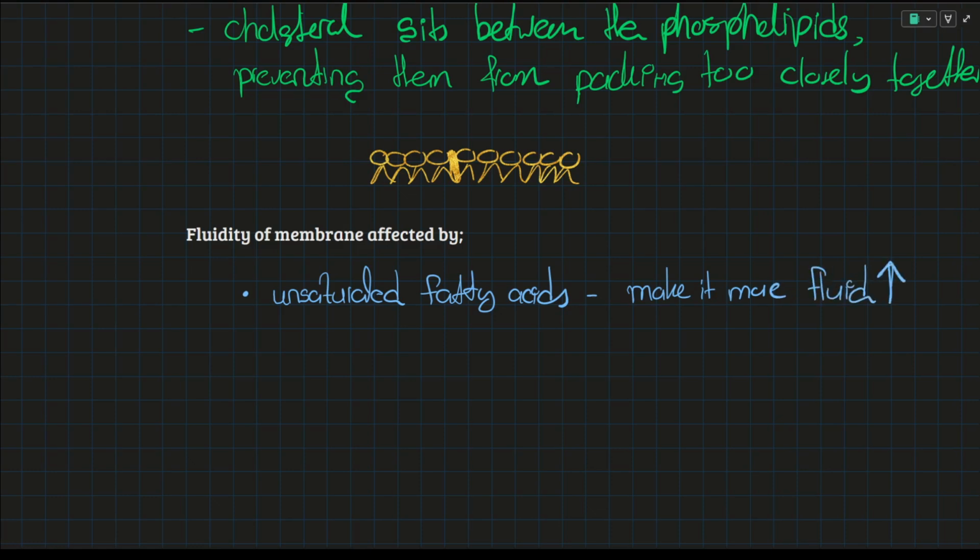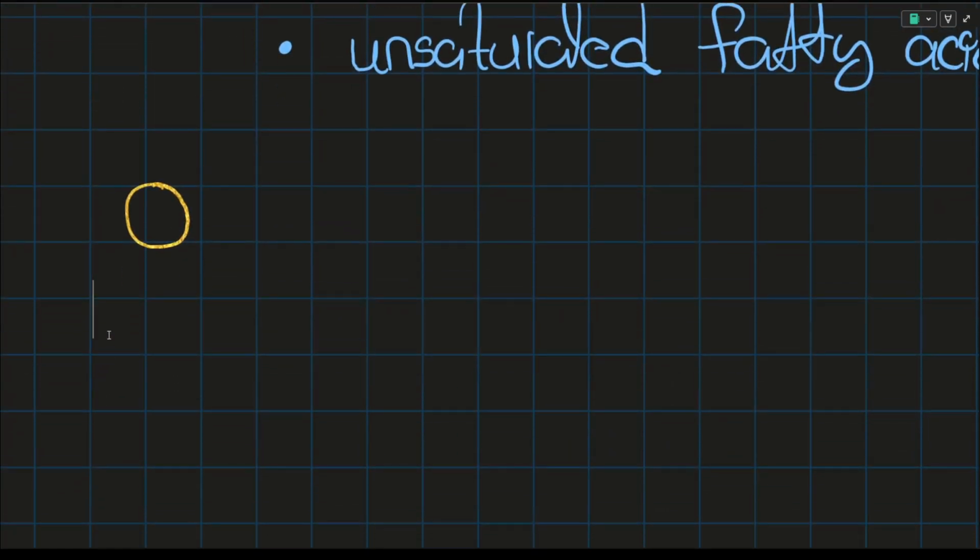So I'll draw an up arrow to indicate increased fluidity. But how and what's the notion? It's like this. If you have the phospholipid, the tail is a fatty acid, obviously. So these tails are fatty acid tails. Now I'm going to zoom in to get a better idea.